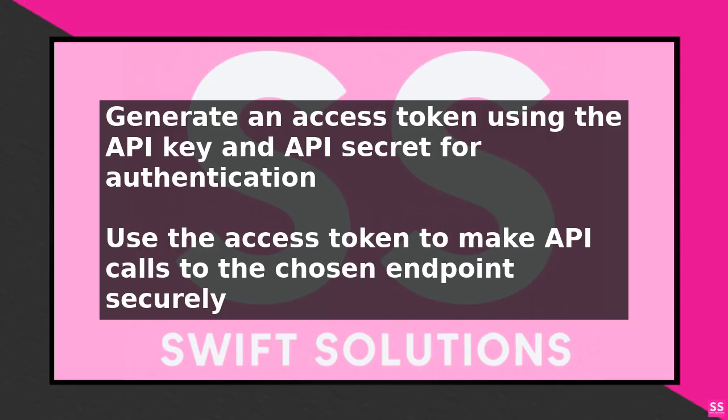To integrate the Bill.com API with your application, use a programming language of your choice, such as Python, Java, or JavaScript. Use libraries and frameworks to simplify the integration process and handle tasks like authentication and error handling.